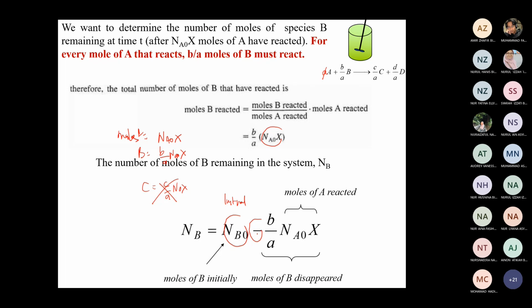Alright, if it is being formed, it will be positive here. Okay, so NB is equal to NB0 minus B over A times NA0 X. So this is the initial moles of B minus the moles of A reacted. Then you will be able to get what NB is. Okay, that is how much NB comes out.